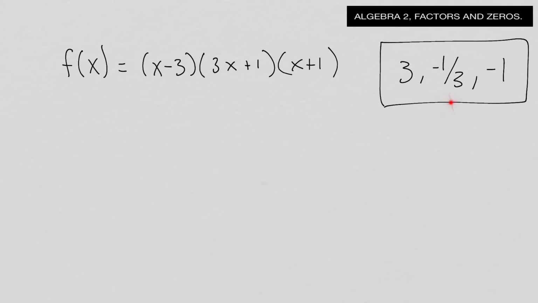Similarly, if I do this negative 1/3, 3 times negative 1/3 gives you negative 1. Negative 1 plus 1 equals 0, turning this factor into a 0, which zeroes out the entire function. And same thing with this negative 1. Plugging in this negative 1 will do the same thing, turning this factor into a 0.